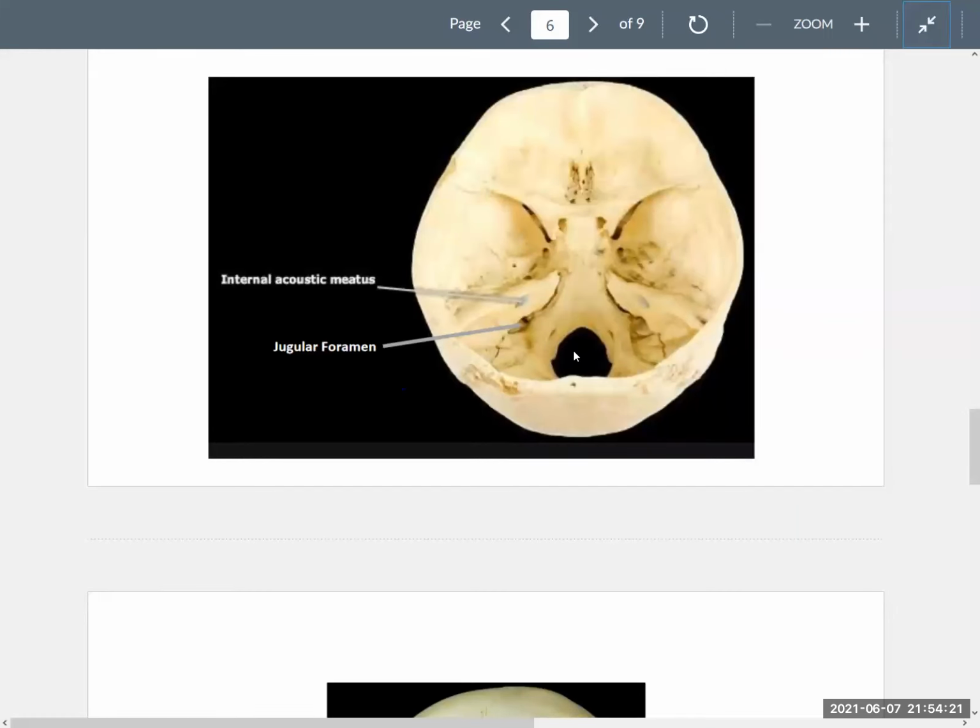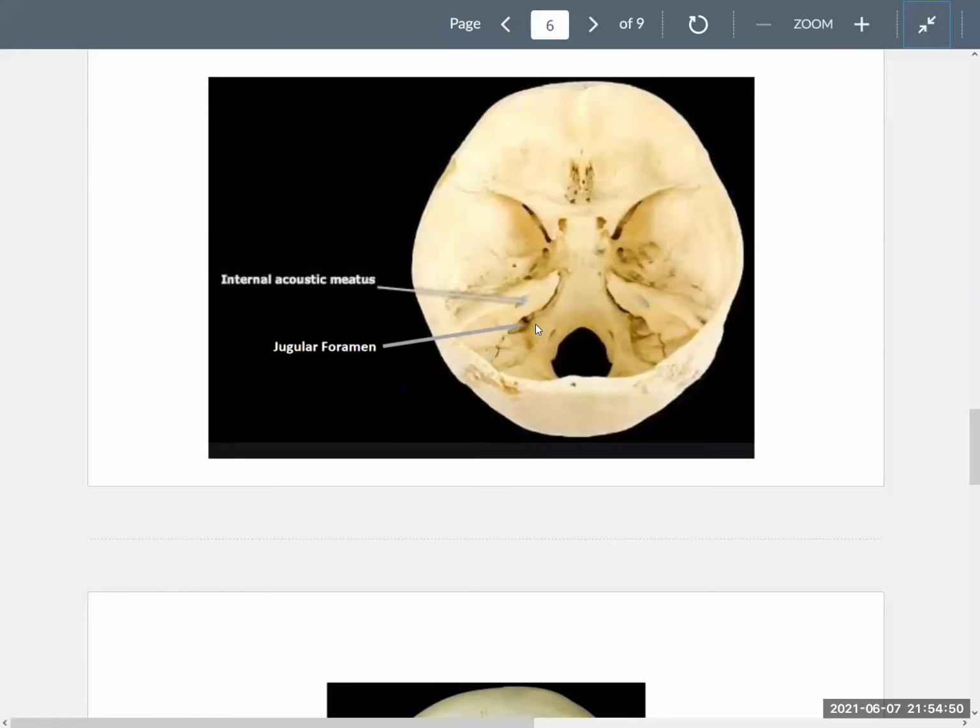This is the foramen magnum seen from the inside of the skull. Here's the jugular foramen seen from the inside. Straight up above it is the internal, well, now it's been labeled acoustic meatus. It can also be the internal auditory meatus.